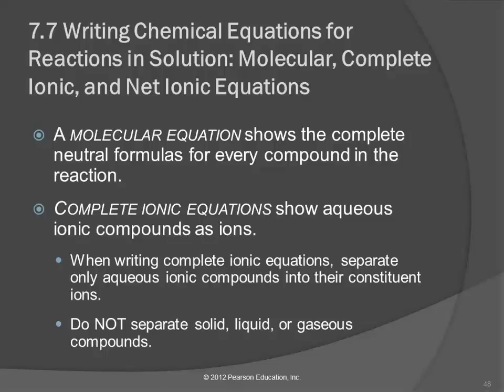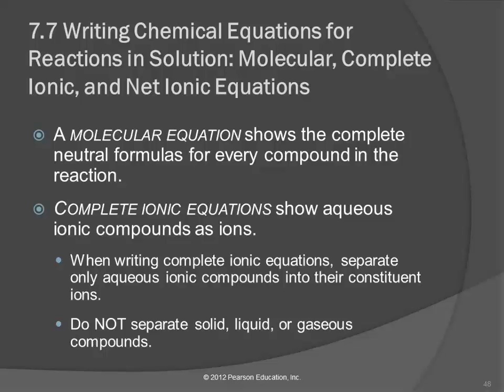Then we have a complete ionic equation. This complete ionic equation is going to show anything that's aqueous. Any ionic compounds that are soluble, we're going to show them as individual ions. So this is more a picture of what the ions are actually doing in solution. So, if you survey this party and see chloride's mingling and potassium's mingling, then you're going to write them as individual ions because they're not paired up in solution.